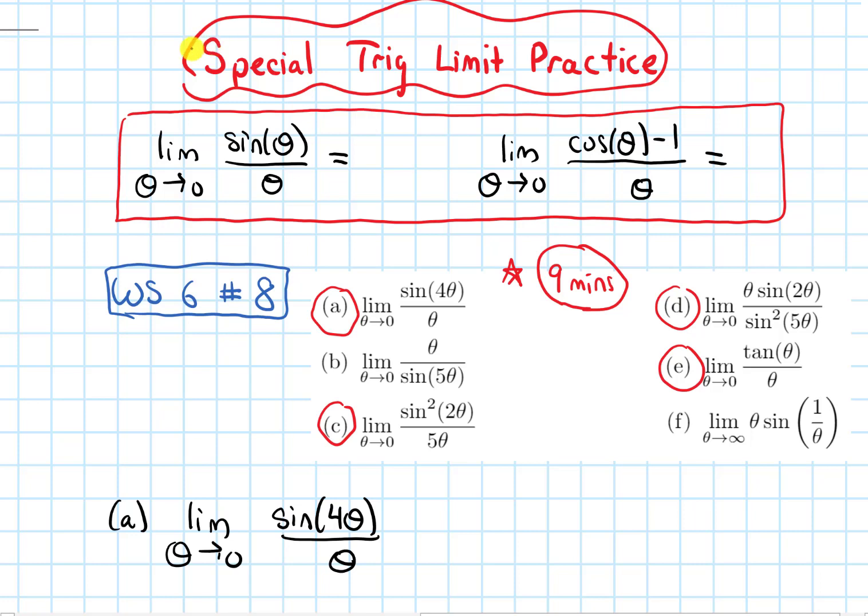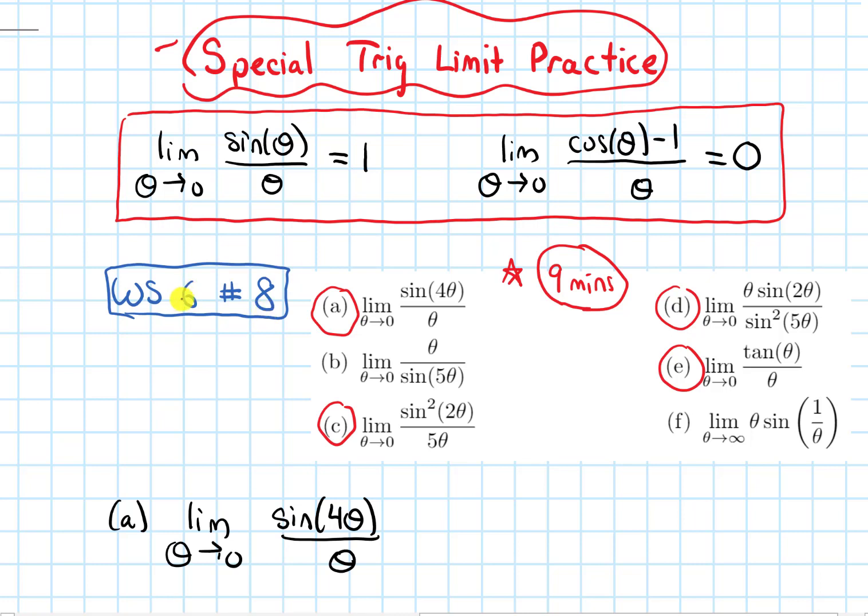In this discussion video, we will do some special trig limit practice. So let's first recall our two special trig limits. The limit as theta goes to 0 of sine of theta over theta equals 1, and the limit as theta goes to 0 of cosine of theta minus 1 over theta equals 0. So let's get into some practice problems.